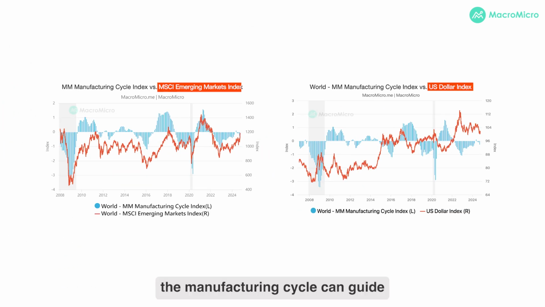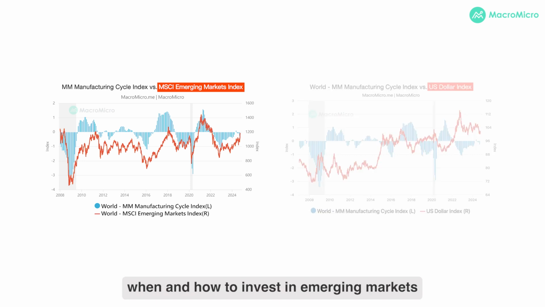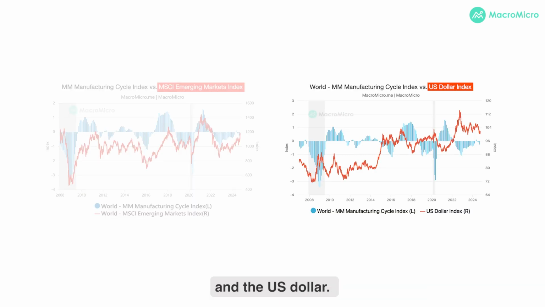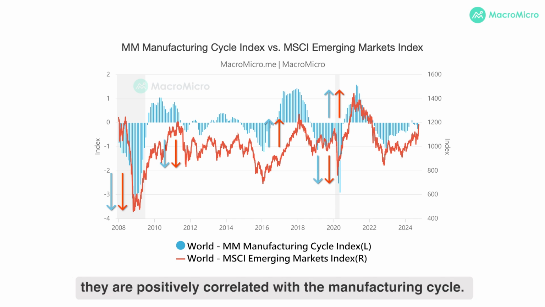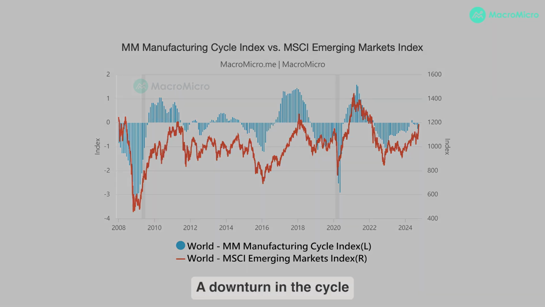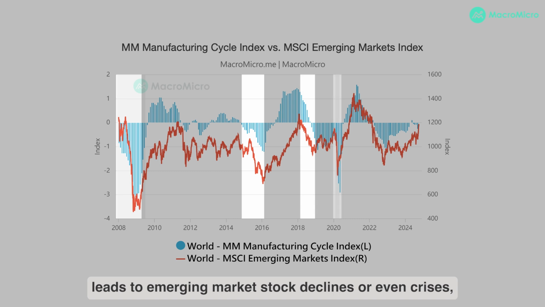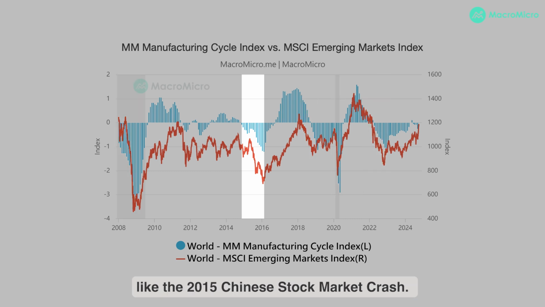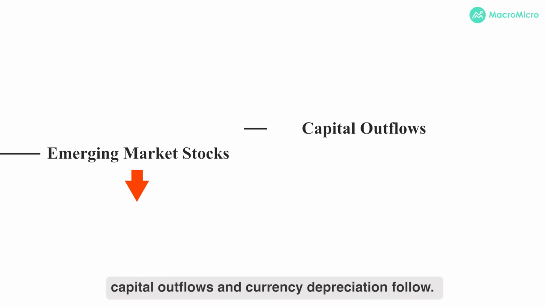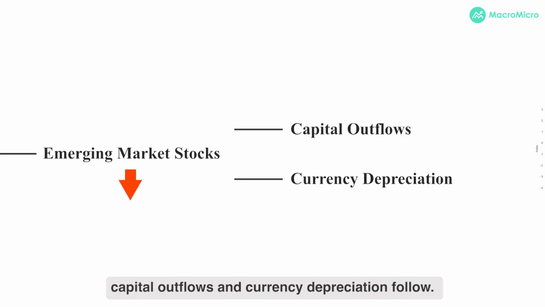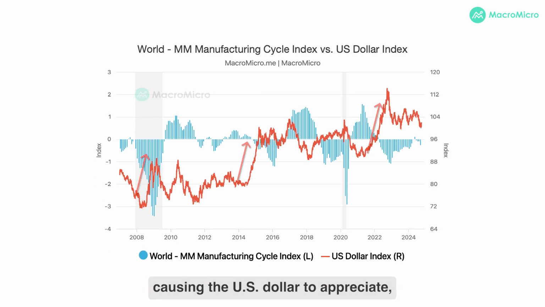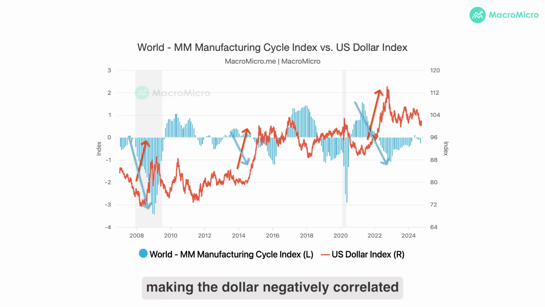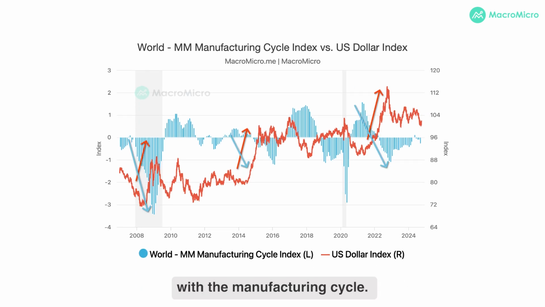Finally, the manufacturing cycle can guide when and how to invest in emerging markets and the US dollar. Since most emerging markets are manufacturing dependent, they are positively correlated with the manufacturing cycle. A downturn in the cycle leads to emerging market stock declines or even crises, like the 2015 Chinese stock market crash. As emerging market stocks fall, capital outflows and currency depreciation follow. Investors then shift funds to safer markets like the US, causing the US dollar to appreciate, making the dollar negatively correlated with the manufacturing cycle.